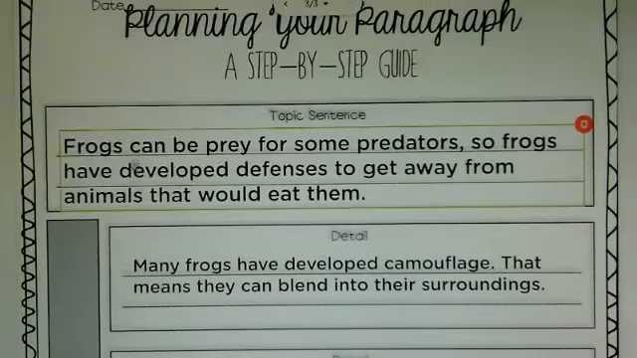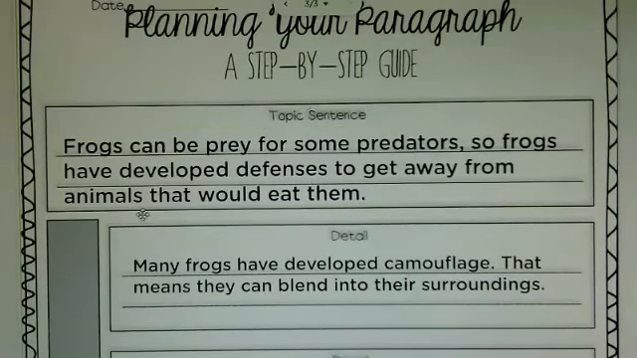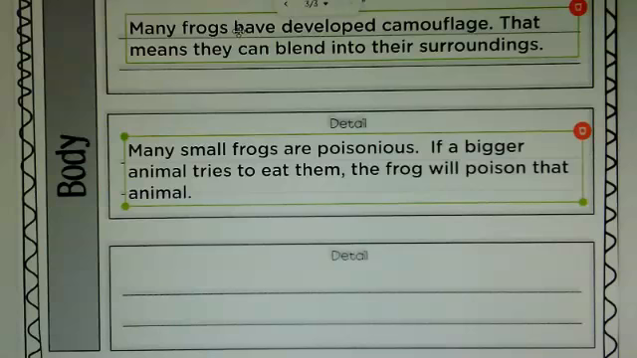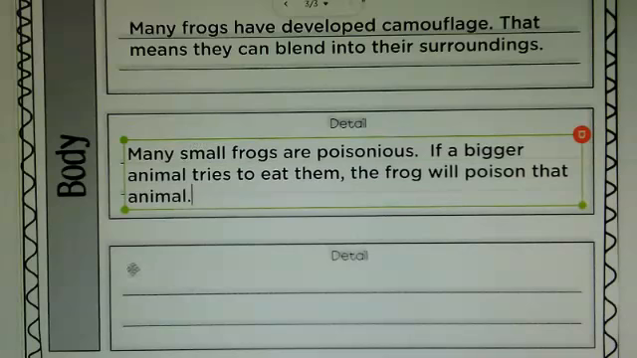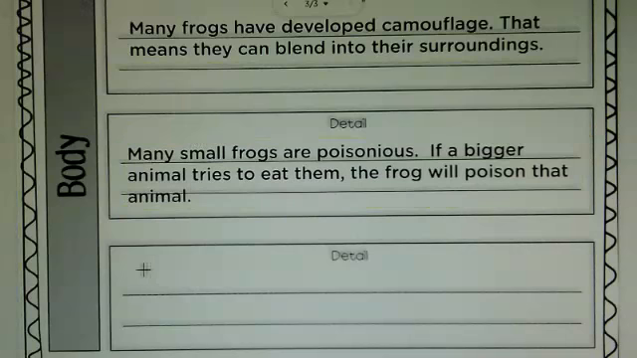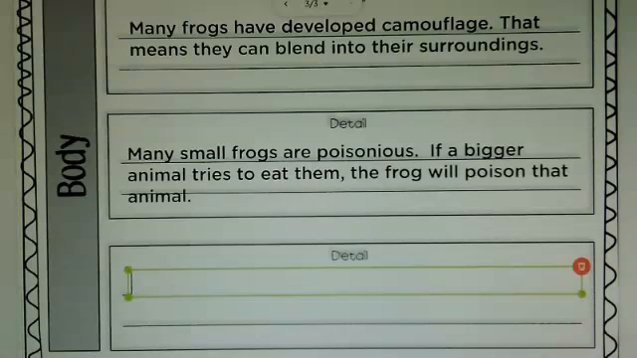Okay, so frogs can be prey for some predators. So frogs have developed defenses to get them away from animals that would eat them. Many frogs have developed camouflage. That means they can blend into their surroundings. Many small frogs are poisonous. If a bigger animal tries to eat them, the frog will poison that animal. There's a couple other defenses that frogs have, and one of them is the fact that they can jump. So I'm going to write something about that.